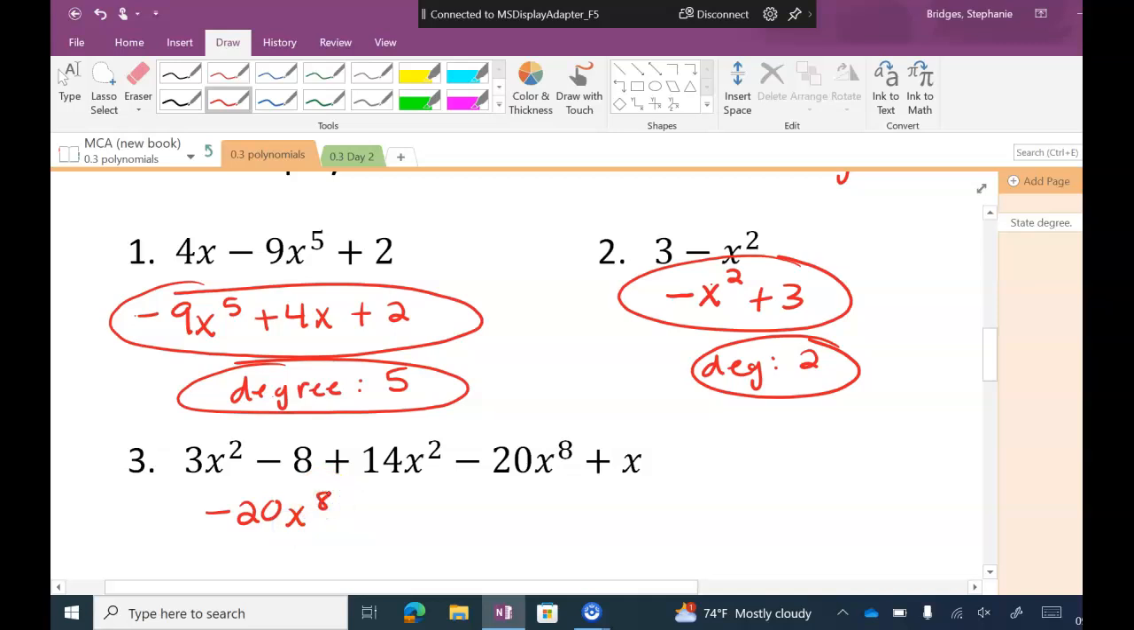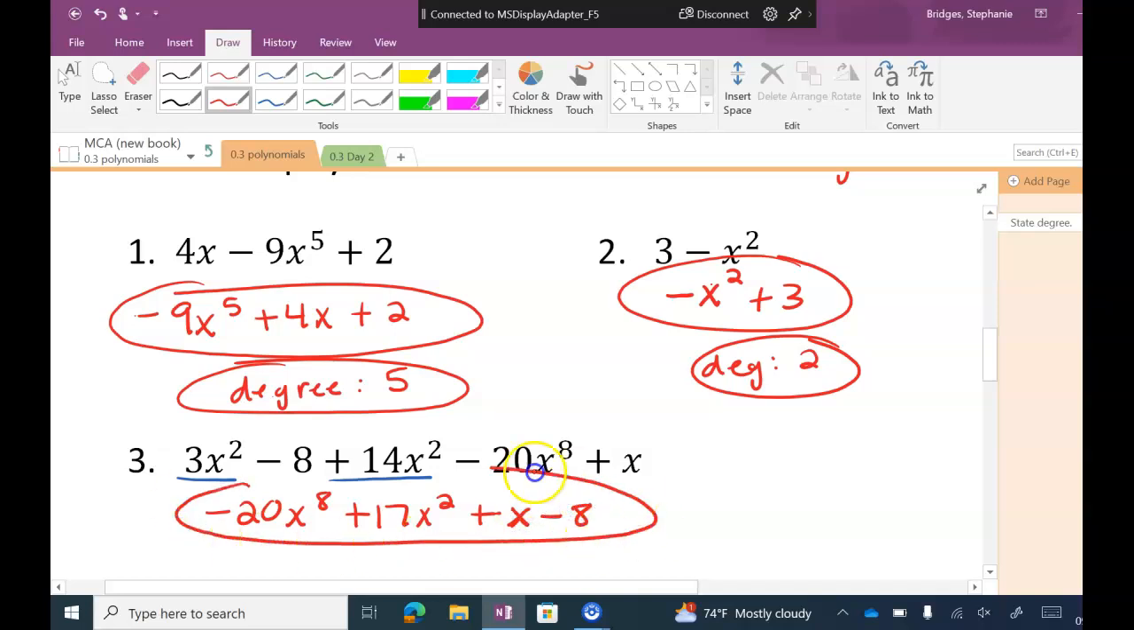But in this one, I actually have some like terms that I need to combine, right? And what comes next would be the next highest exponent, which is just the x squareds, so I need to combine those together. That is a positive 3x squared and a positive 14x squared, which combined would give me a positive 17x squared. And then I have a single x, and then that minus 8. So that is how my standard form should look. And then again, what's the degree here? 8. Okay.